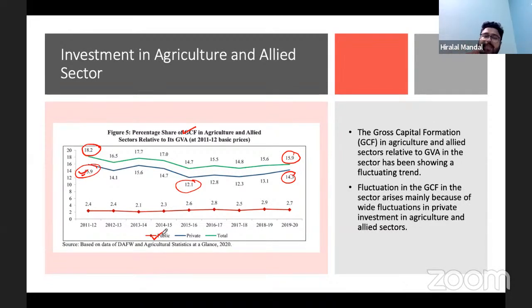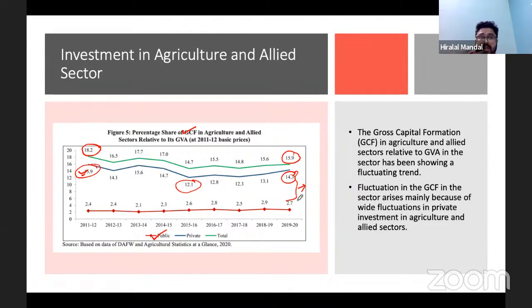We cannot depend on the public sector for more investment, because the government has limited scope. It is the private sector which can channelize. Look at the public sector investment. It has remained more or less in the same range, but it is the private sector's contribution which is continuously fluctuating. So that will depend on the agriculture reform. If the reform is done, only then you can see there is a rise.